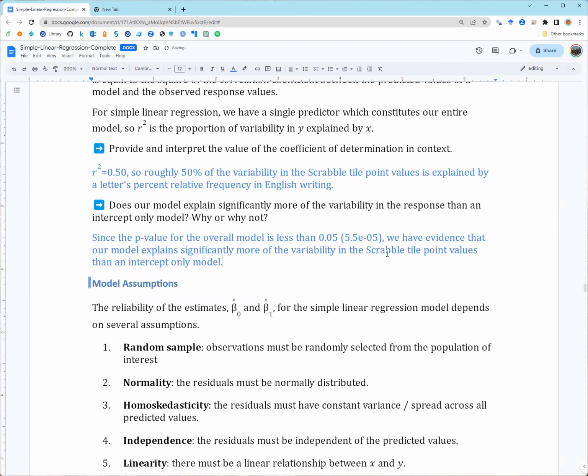So in other words, we have evidence that the percent relative frequency of the letter is predictive of its Scrabble tile point value. Okay.